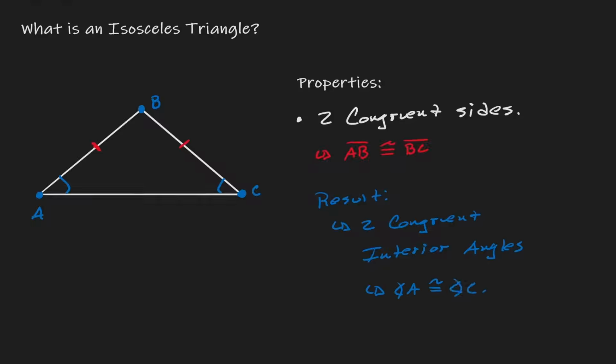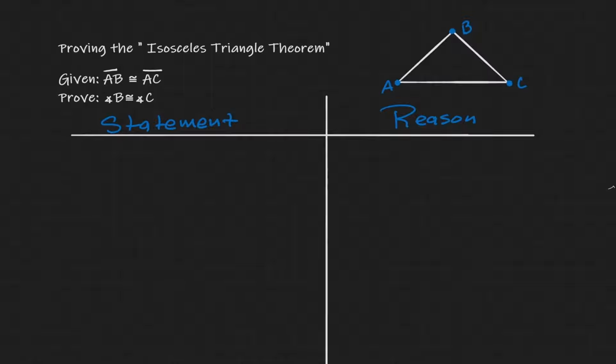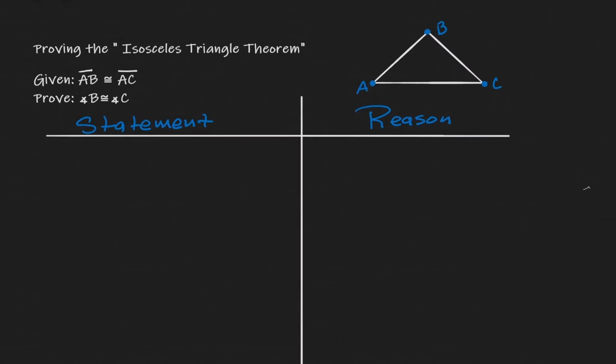So by definition, an isosceles triangle is any triangle where two sides are congruent to each other, and the result of that is that we have two congruent interior angles. Why is this true? Why is it that those angles have to be congruent? Let's prove that. So let's take a look at the following proof. And we are going to categorize this as the isosceles triangle theorem.